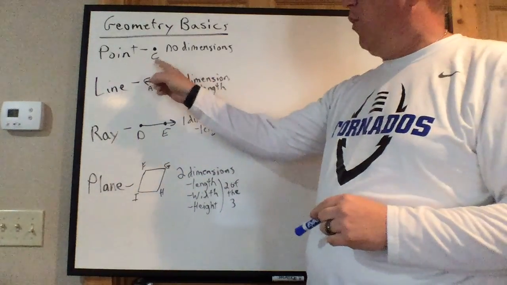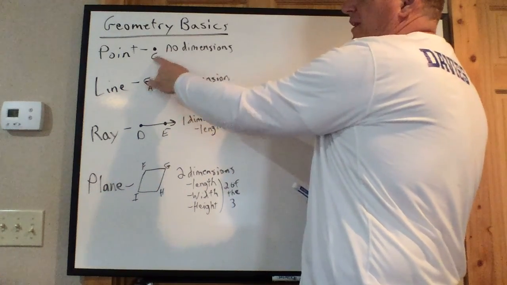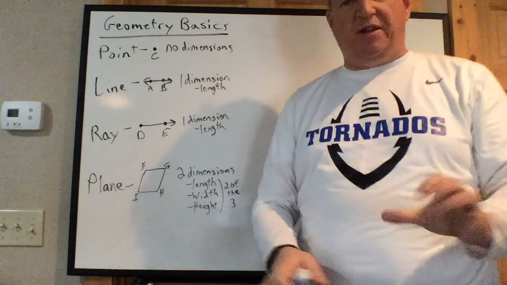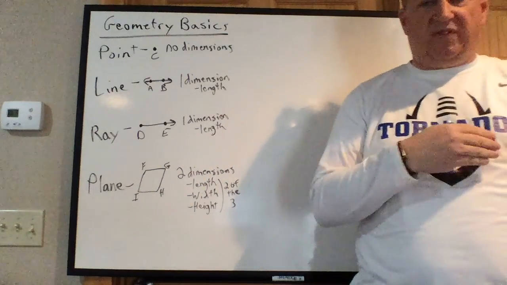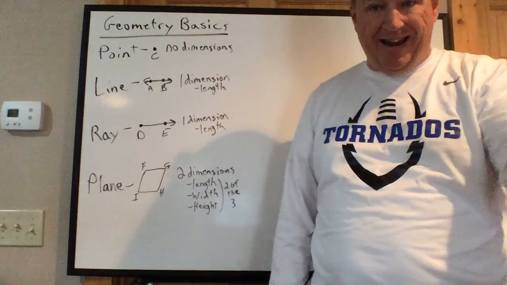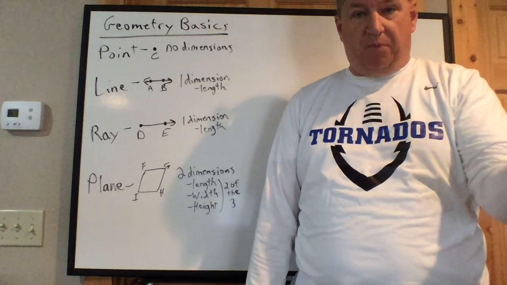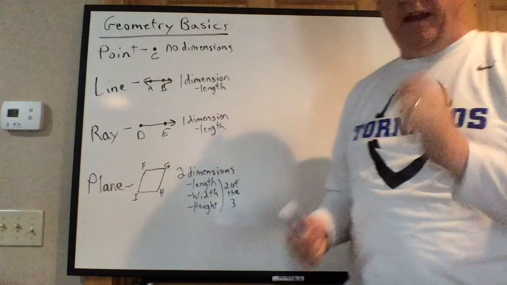So let's talk about our point. Okay, our little dot right here, that's our point. We're labeling it as C. It has absolutely no dimensions. It has no height, no width, no depth, no length, none of it. Okay, it is just a tiny, microscopic, below microscopic point in space. Okay, it has no dimensions.